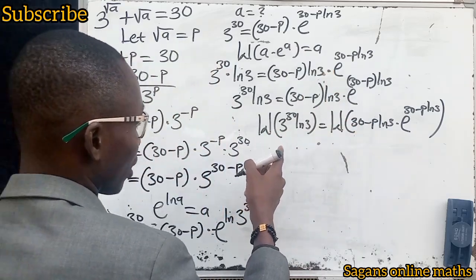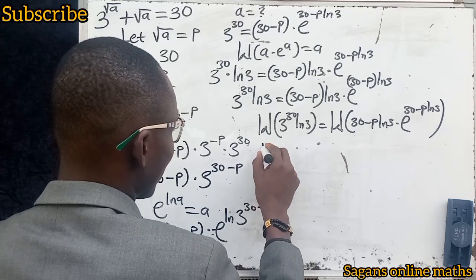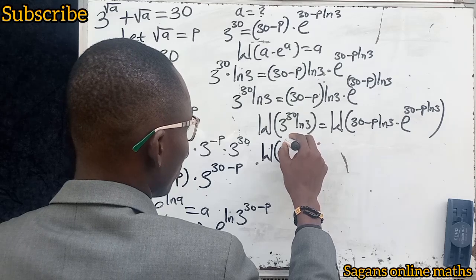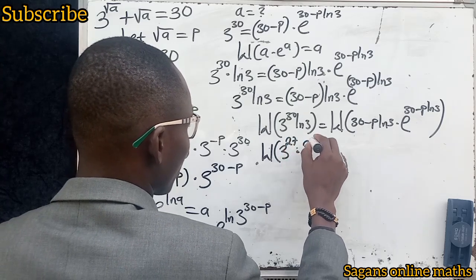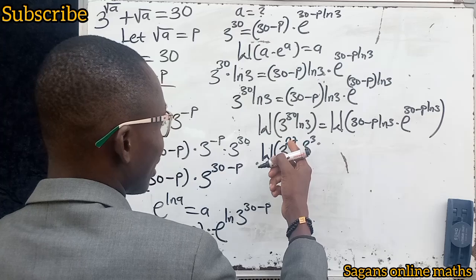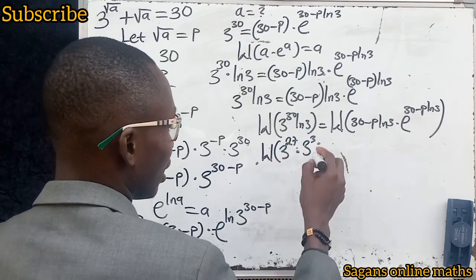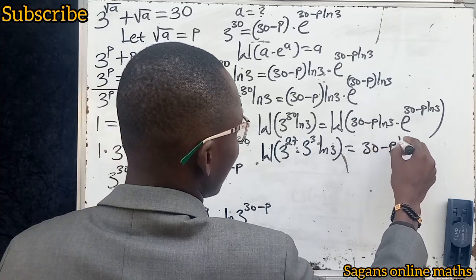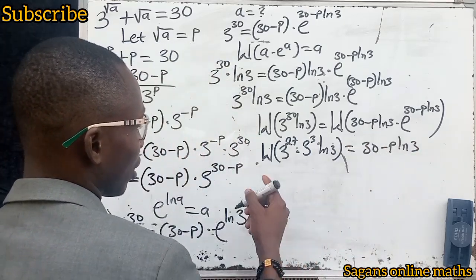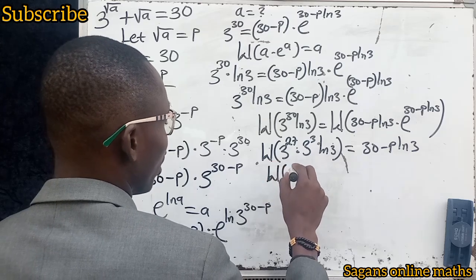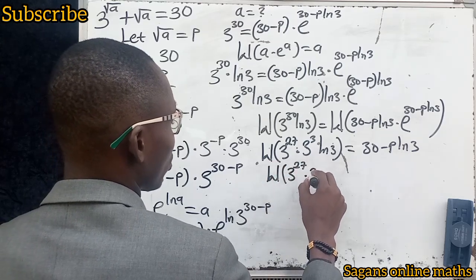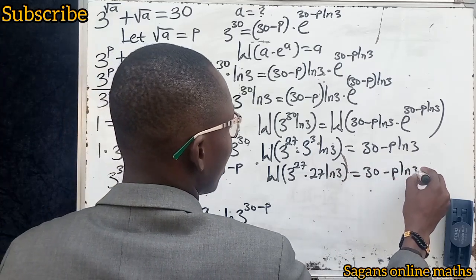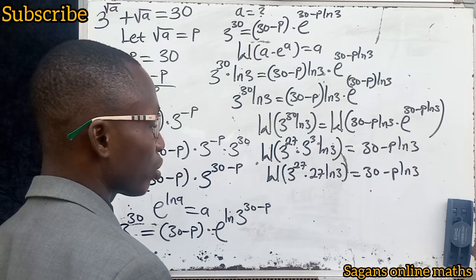But we can do something interesting here. Look at what we're going to do. We can write this as the Lambert function of 3 to the power of 27 multiplied by 3 to the power of 3, because since the bases are the same, we can add the indices. 27 plus 3 gives us 30, right? Then ln 3 equals (30 minus p) ln 3. Now we can take this as the Lambert function of 3 to the power of 27 multiplied by 27 ln 3 equals (30 minus p) ln 3, because 3 to the power of 3 simply means 3 times 3 times 3, which is 27.